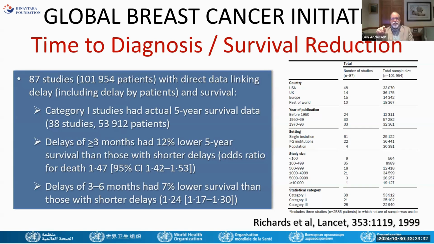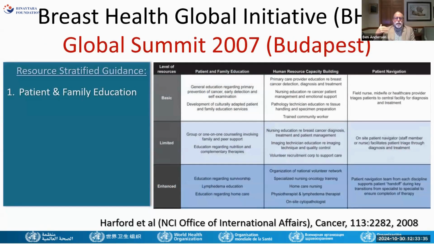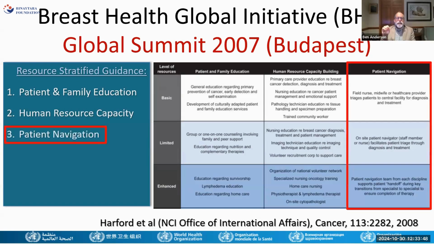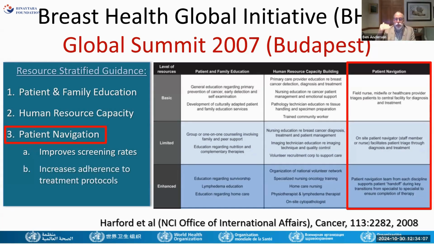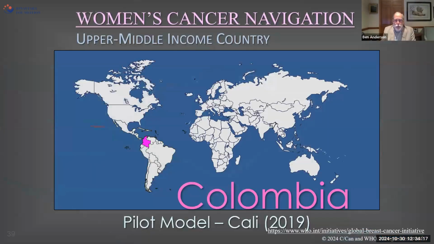How do we get our system set up so that that works? That's the big topic. And when we were looking at this in those resource stratified guidelines, what are key issues? Well, patient and family education, human resource capacity development, these were all very important. But that third category, patient navigation, how do you navigate the patient through the system so that they can make it in a timely fashion? What we had suspected at that time, this was published back in 2008, that this should improve screening rates if we can navigate the patients effectively. It should improve adherence to treatment protocols, and you should improve patient satisfaction if you're addressing this in a culturally sensitive way. And now we've got data supporting this.